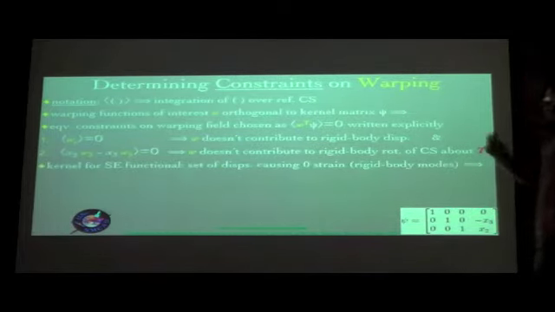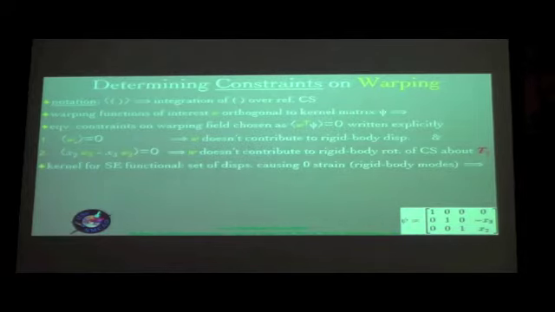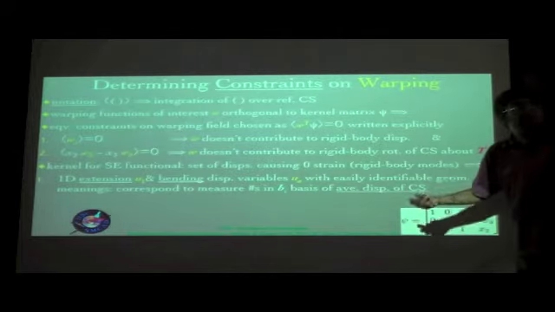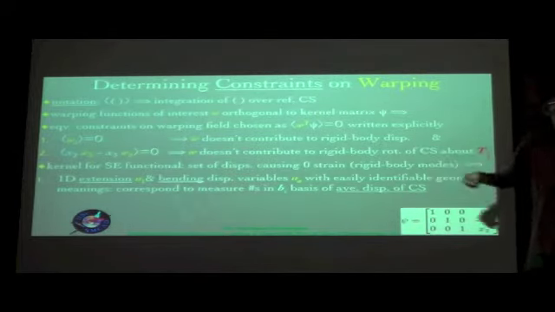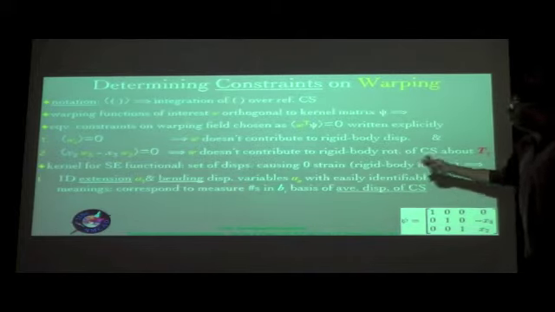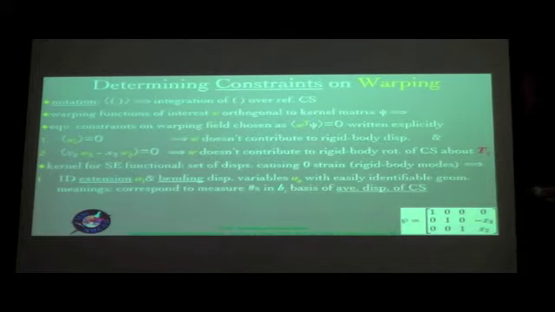So next, the kernel for the strain energy function is a set of displacements causing zero strain, or rigid body modes, which we already saw. In fact, that is why we called it the kernel matrix. This in turn implies 2 facts. One is that the 1D extension U1 and the bending displacement variables U alpha, which is basically U2 and U3 along x2 and x3, with easily identifiable geometric meanings, correspond to the measure numbers in the small vi basis of the average displacements of the cross section.